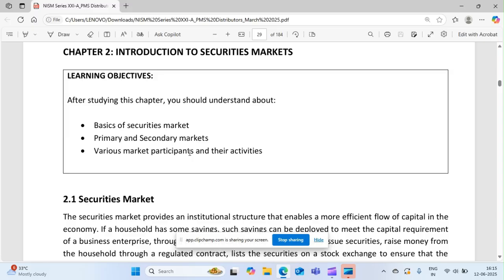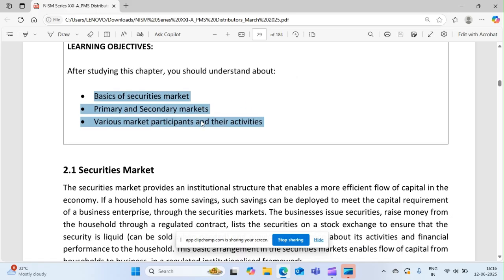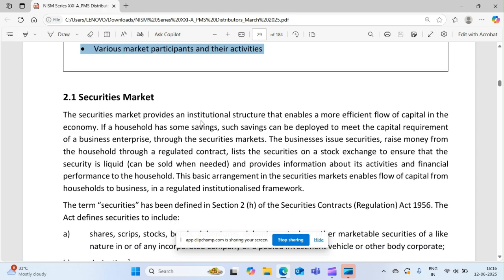In this video, I will take you through chapter 2, which is a very easy chapter in the sense that it covers the basic concepts of the securities market. What you learn is these three aspects: basics of securities market, primary and secondary market, and various market participants. So we start with securities market.